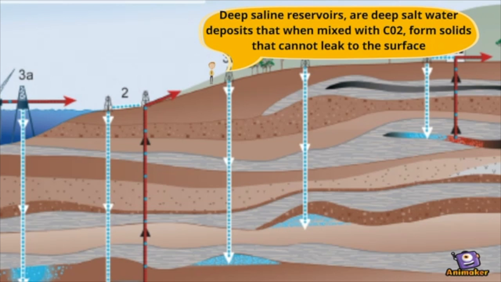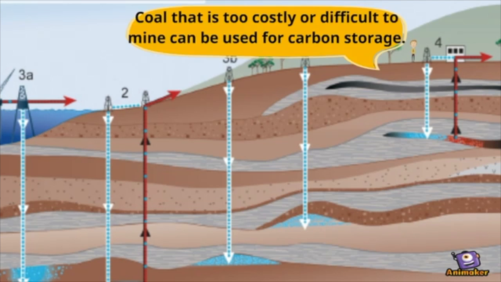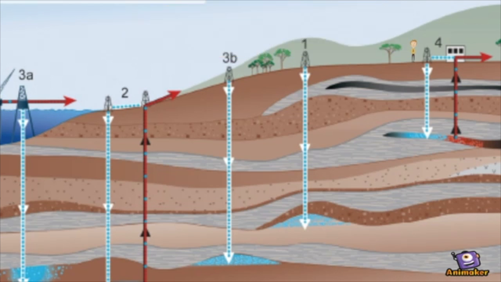Here, we have deep saline reservoirs. These are deep saltwater deposits that when mixed with CO2 form solids that cannot leach to the surface. Lastly, we have a method where coal that is too costly or difficult to mine can be used for carbon storage. Now let's go check out ocean sequestration.